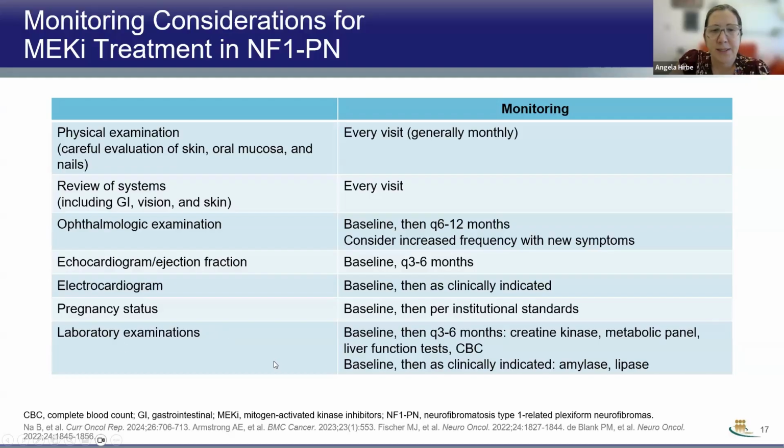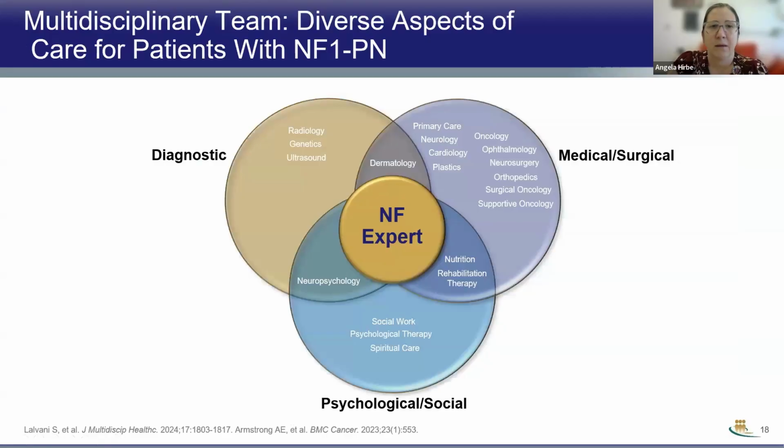The other laboratory examinations we would do at baseline and then every 3 to 6 months include a creatine kinase. There have been elevations in CK reported in every study. As long as these are asymptomatic, we can tend to watch them. But again, it's very important to ask about any new muscle pain or weakness. Also a metabolic panel, including liver function tests, and a CBC.